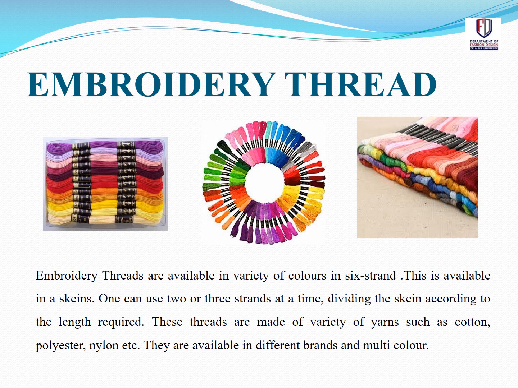Embroidery threads. Embroidery threads are available in a variety of colors in 6 strands. This is available in skeins. One can use 2 or 3 strands at a time, dividing the skein according to the length required. These threads are made of variety of yarns such as cotton, polyester, nylon, etc. They are available in different brands and in multicolors.